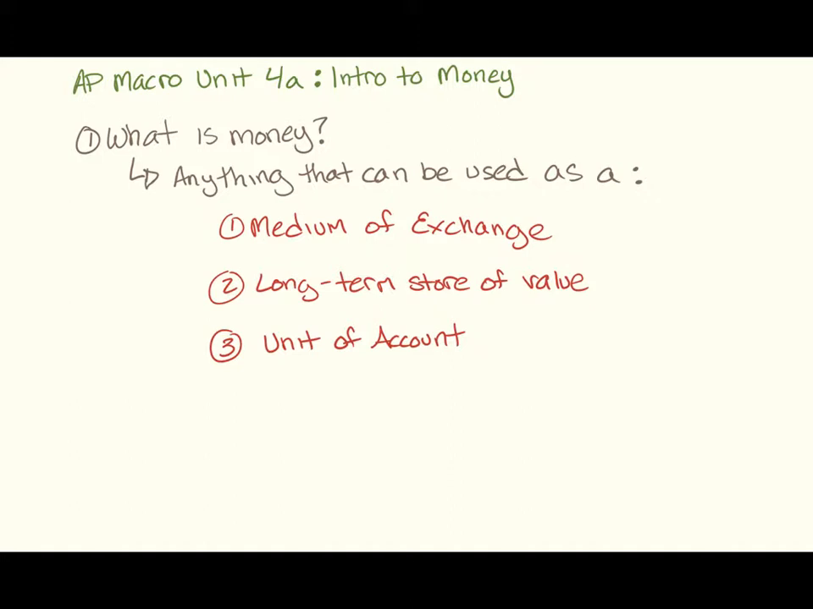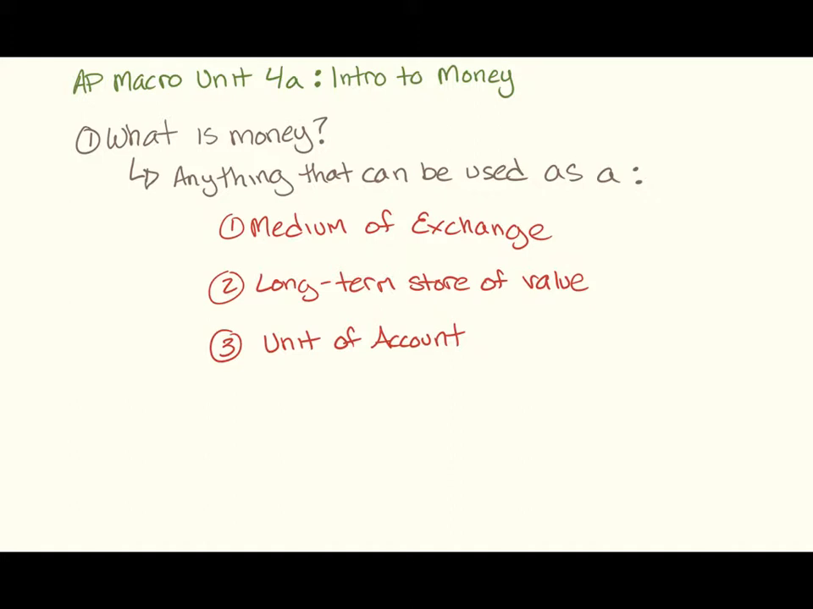So let me run through the basics of the notes, keeping in mind that these take place after I do the artifact analysis or whatever intro activity to the unit that you want to do. Essentially, we're going to answer three essential questions here. The first is the obvious one: what is money? What the kids need to know is that money is anything that can be used as a medium of exchange, as a long-term store of value, and as a unit of account. So there are three main requirements for things to be considered money, and those are your three big ones.